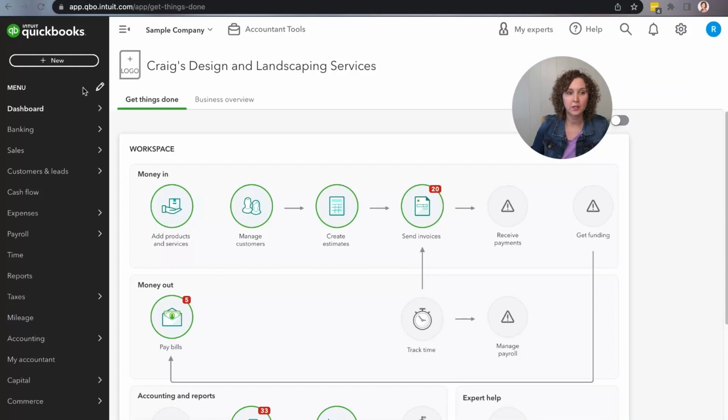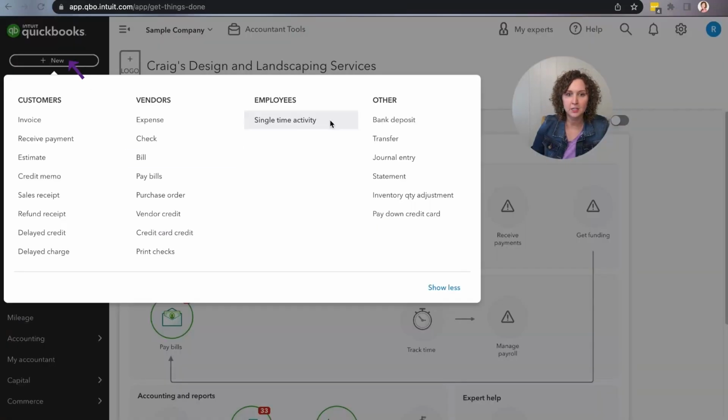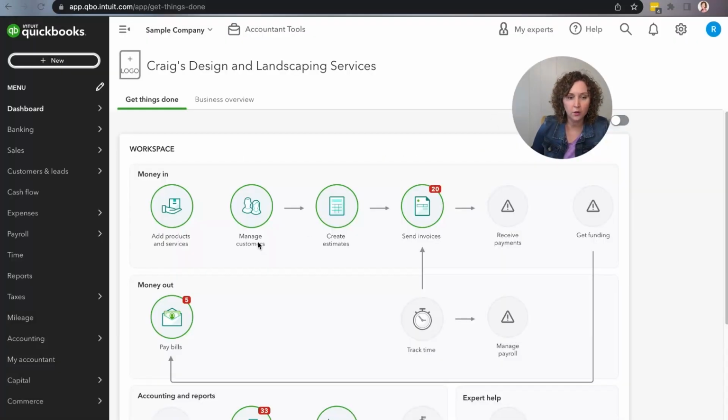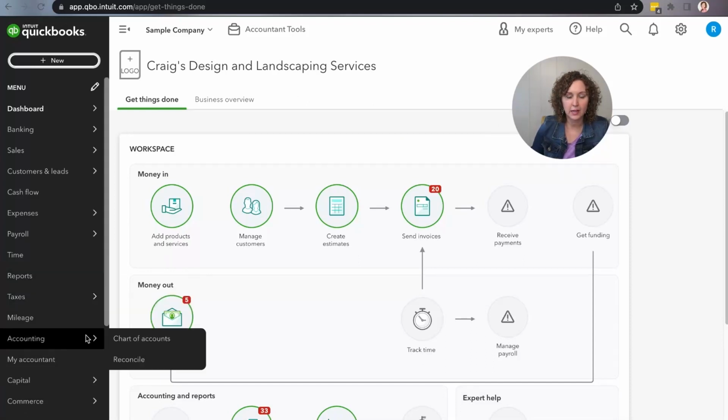All right. So within QuickBooks, we're going to go over to the plus and we're going to do a journal entry. Now you can set up the different types of accounts when you're doing the journal entry, or if you want to do it ahead of time, if it's already been set up, you can go over to accounting and click on chart of accounts.